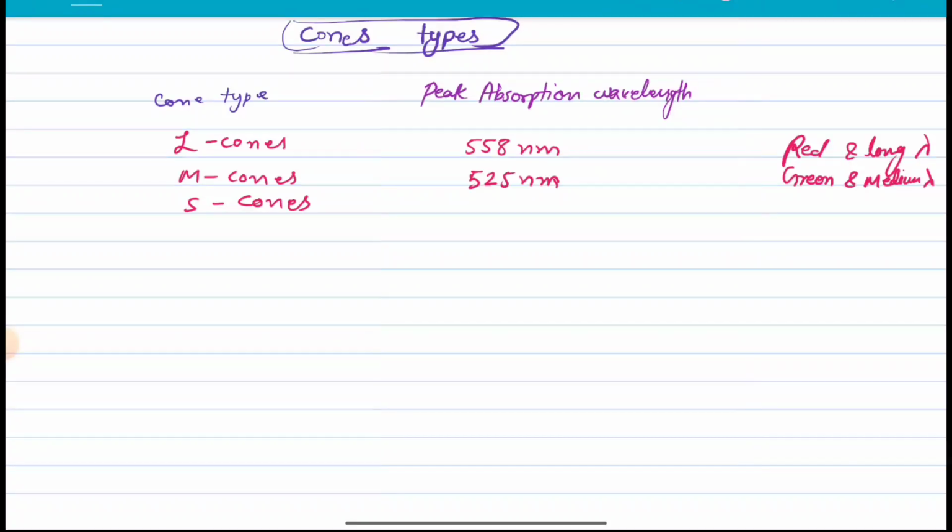And the S cone approximately absorbs 420 nanometer wavelength light, which shifts to 440 nanometer in vivo, and we can say absorbs blue color light, the short wavelength.